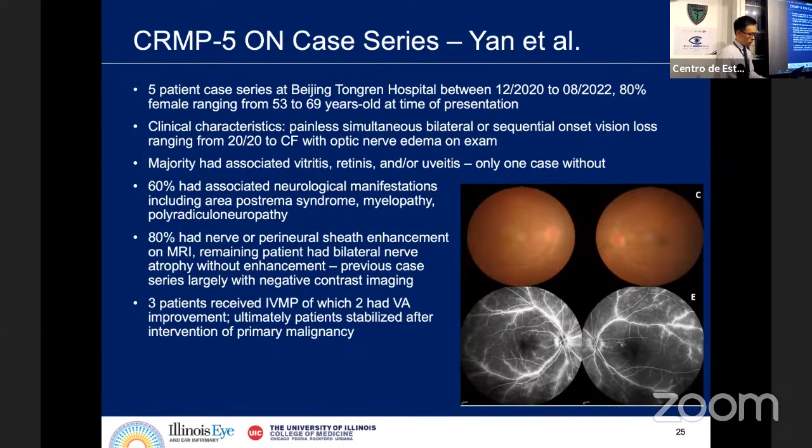And of these 5 patients, 3 of them received IV methylprednisolone. 2 of these 3 had visual acuity improvements. And then ultimately, all the patients were stable after they had some kind of intervention of the primary malignancy, which was either surgery or chemotherapy. And this was the case series where there was the thymoma and the papillary thyroid carcinoma. The other three were small cell lung carcinoma.